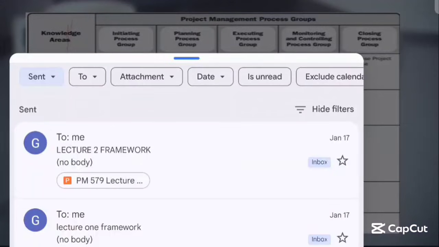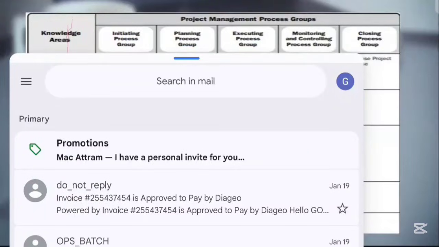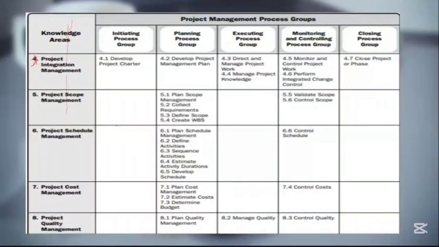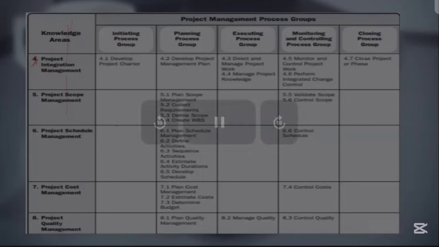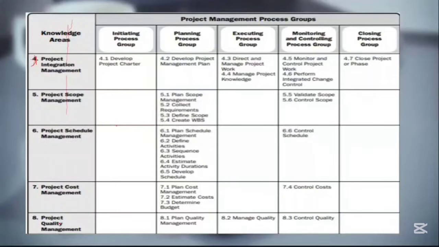To make it easy for you, if you remember the constraints, you should remember many of the knowledge areas. So let's try to bring them out. We talked about schedule. So one knowledge area is schedule. We talked about scope. Another knowledge area is scope. We talked about cost or budget. Another knowledge area is cost management. We talked about risk. Another knowledge area is risk management.